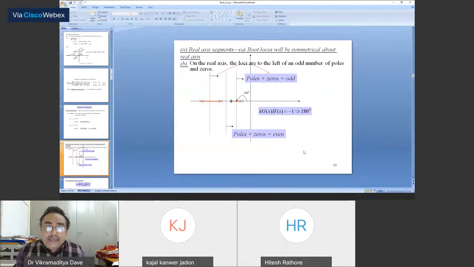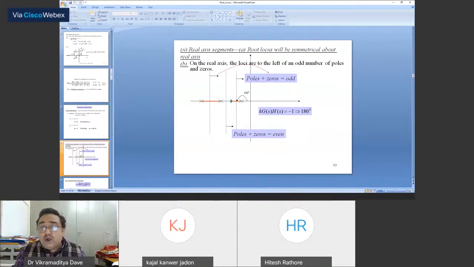Now next comes the root locus on the real axis. I have told you how many root loci there will be. There will be some root loci that explicitly lie on the real axis. So how to determine this? Real axis segments or real axis root locus. They will definitely be symmetrical about the real axis. I have already told you. And how to identify it?